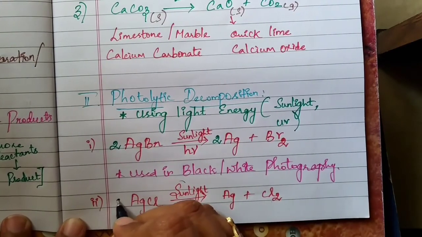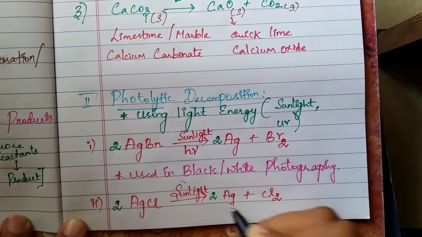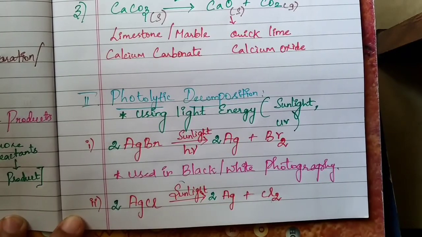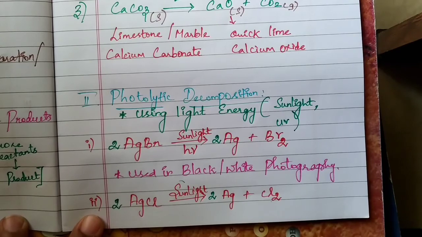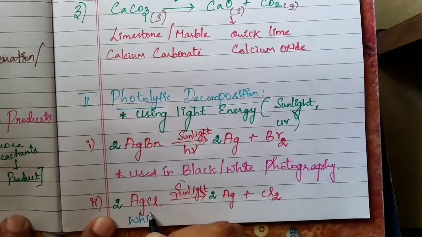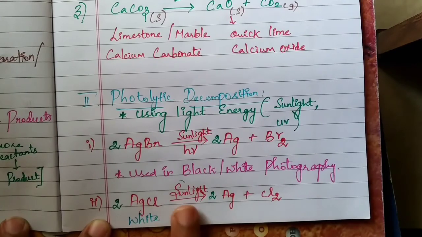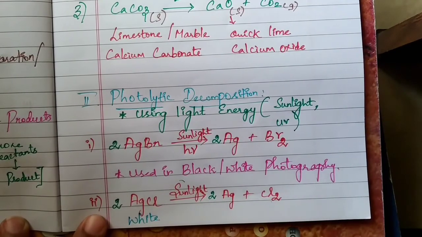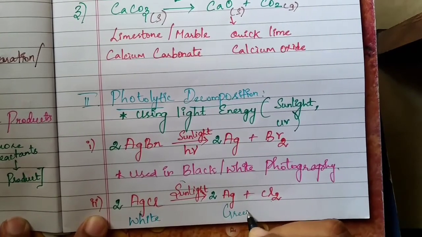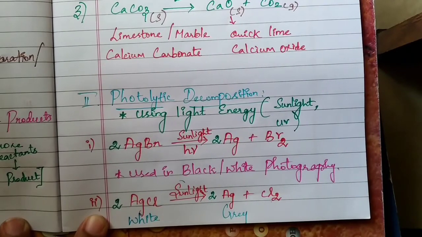Then 2 chlorine means 2 here, then 2 Ag. Here you have to mention the color of AgCl and the compound. See here, it is a white color substance. So previously white color silver chloride kept under sunlight turns into a grey color substance, that is silver. It turns into grey color substance.